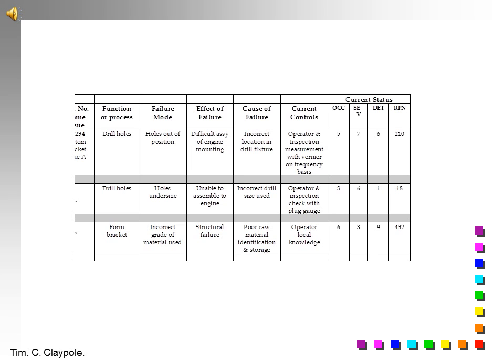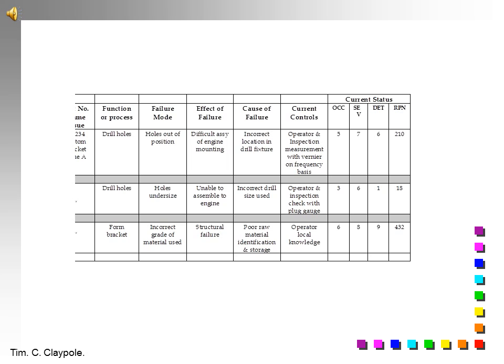So again, we're going to look at this bracket which is holding the engine. What processes do we have to perform on this bracket? Well, one of the processes we have to do is drill some holes to take the bolts. What happens if we drill the holes out of position? Well, then the engine mounting can't be assembled onto the engine. The failure is caused by an incorrect location in the drill fixture. Currently it relies on operator inspection.